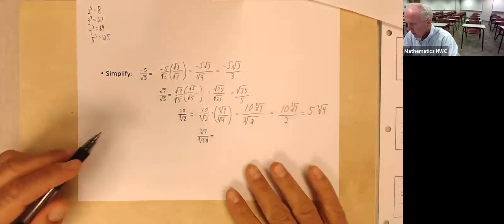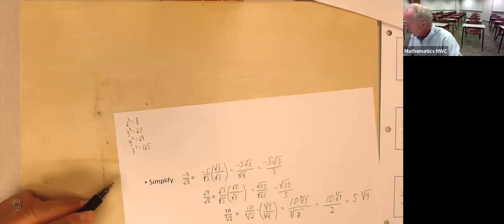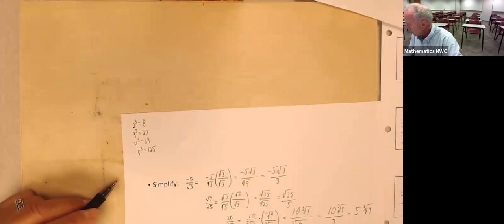I'm going to leave the last one off. That's a poor example. So we're going to leave that one off a moment.